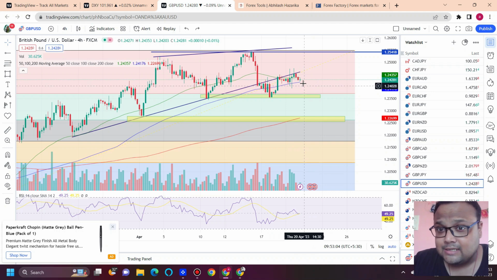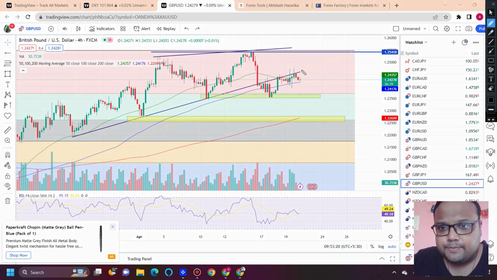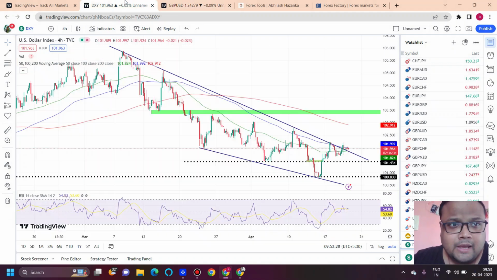So as a result, things are still not very clear to us. In our yesterday's video, we talked about this particular zone as our no trading zone, and we can see that GBPUSD is still trading inside the no trading zone only. And if you look at the chart of DXY, DXY is also kind of the same.